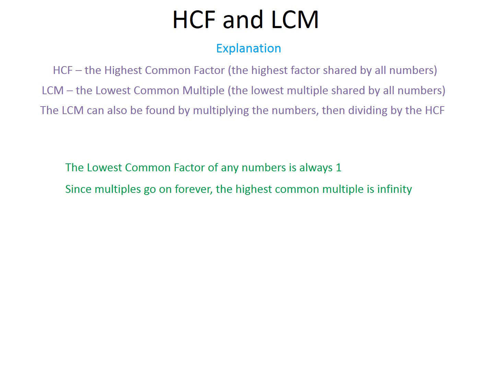See, multiples go on forever, and so really you can't find the highest common multiple because there's always higher ones. No matter what number you find, there's always higher ones you can write down. And so we don't bother with lowest common factor or highest common multiple. It's always highest common factor and lowest common multiple.